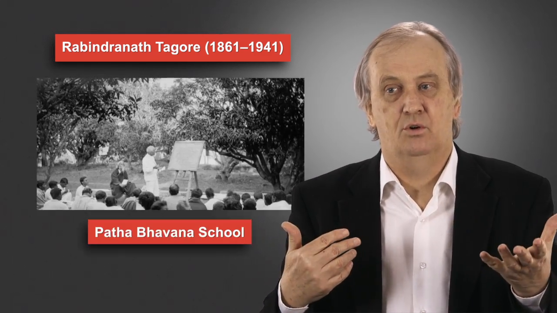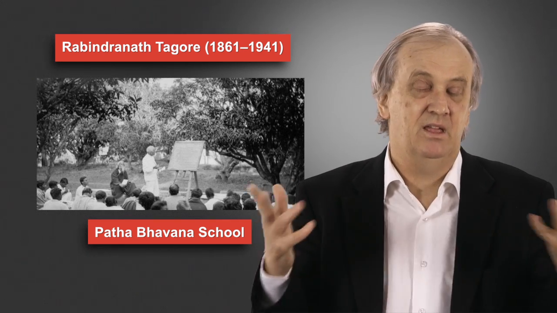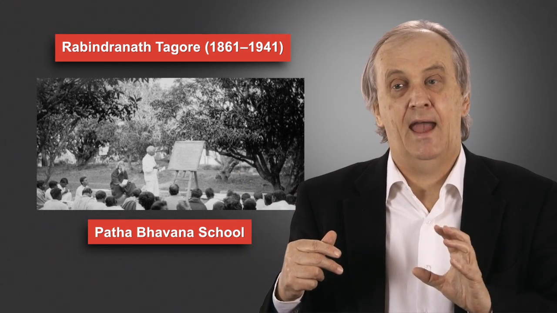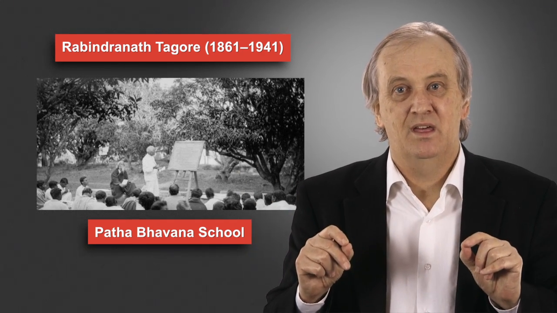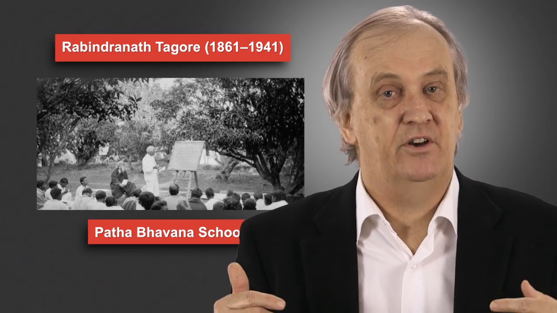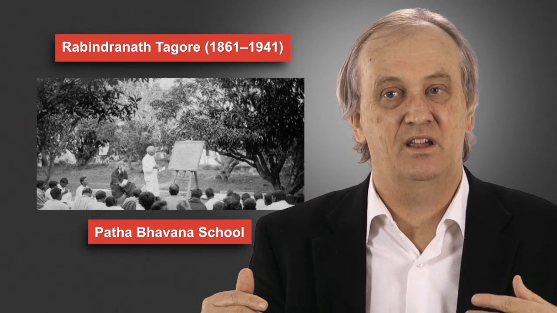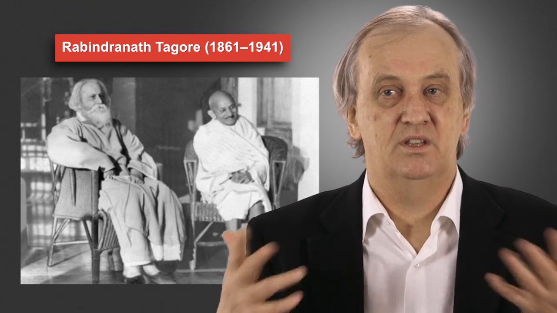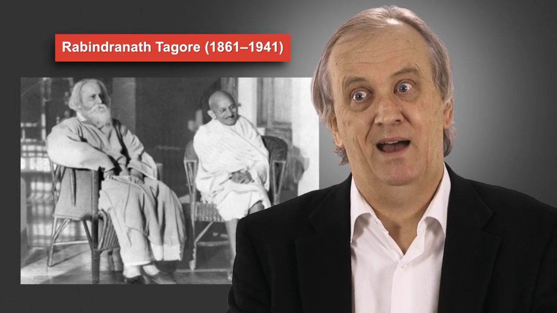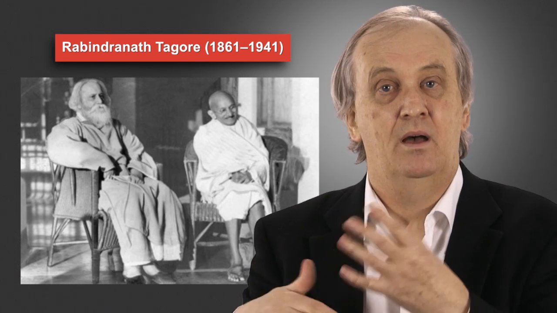So he built this school called the Patha Bhavana School in Calcutta. His family had been very wealthy. This was on family lands that he built it, just north of Calcutta. And it was to be connected with agricultural life, connected with the real material world. We have a couple of photographs here, one of Tagore teaching out in the outdoors in the school, very close to nature, and another quite wonderful photograph of him sitting and talking with Mahatma Gandhi. And this is what Tagore said about didactic pedagogy compared to the ideals of his Patha Bhavana school.